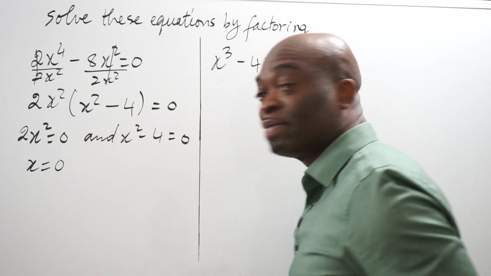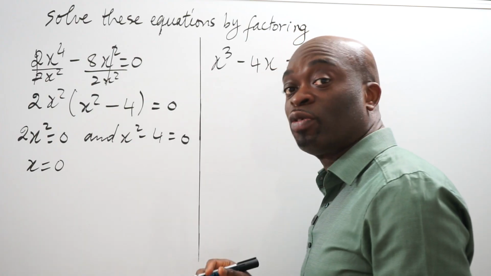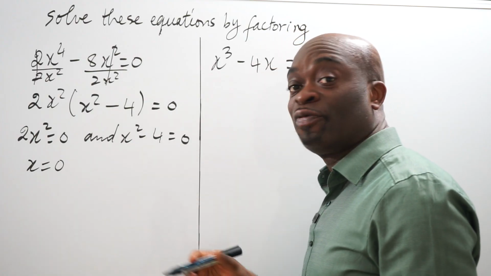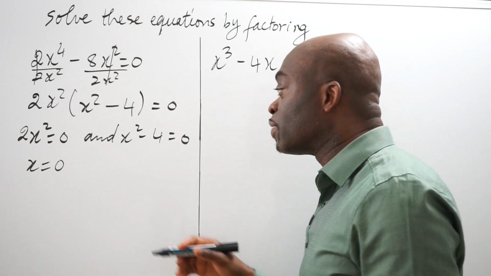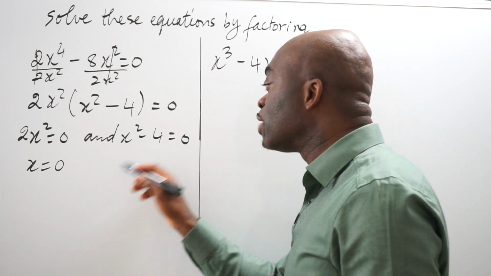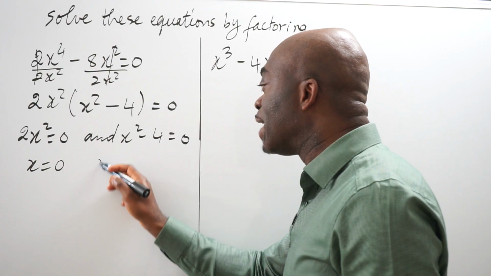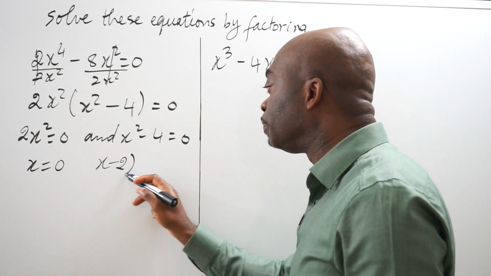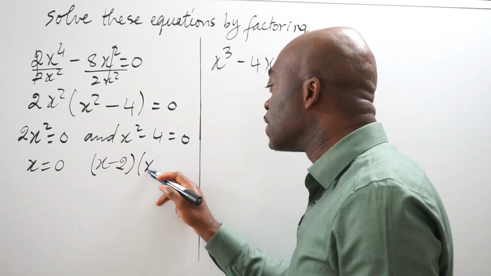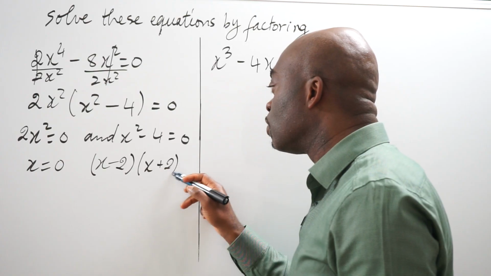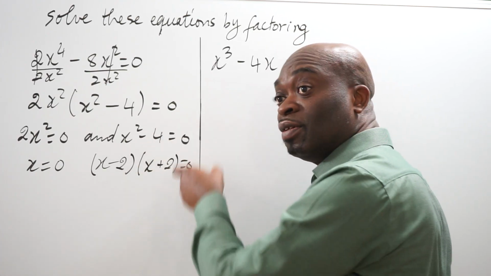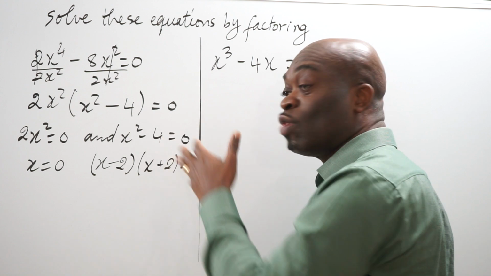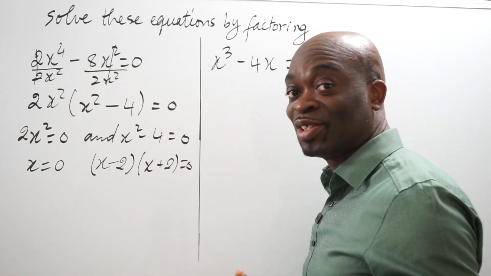Okay? Now, when it comes to this one, x to the second minus 4 equals 0, this one is a difference of 2 squares, right? So that's a property that we already know. So this one can be written as x minus 2 times x plus 2. That is equal to 0. Or somebody could have said x squared equals 4 and then square root it and get the answer as well. So that's just the same thing.